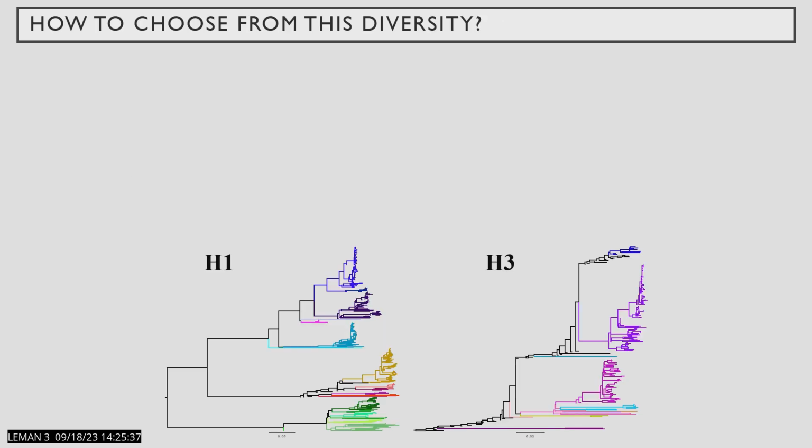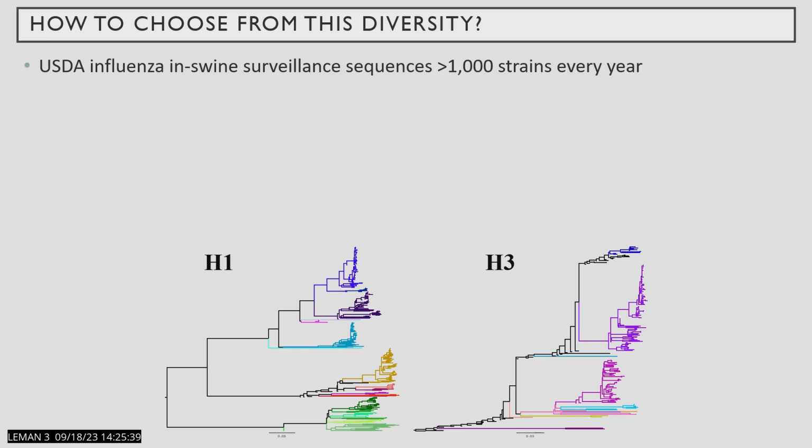And in addition to this, we have a lot of data coming out. The USDA influenza in swine surveillance program processes about 1,000 strains every year. And so there's a lot of sequence data that comes out of this. And so we need to be able to make objective selections. That's the question: how do we select representative strains from all this diversity and all this data? And that's something we wanted to answer.